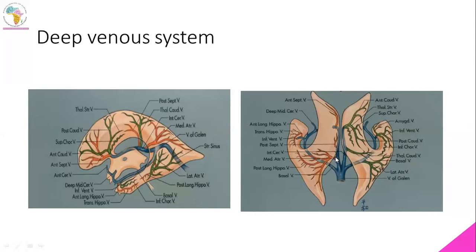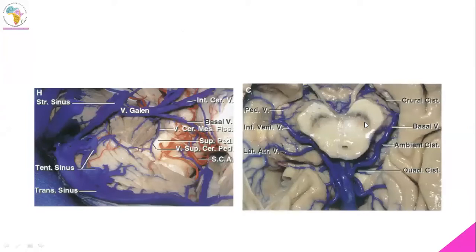And this system of the two internal cerebral veins and two basal veins of Rosenthal that form the vein of Galen is considered the deep venous system. It drains mainly the ventricular system and the deep gray and white matter of the brain.